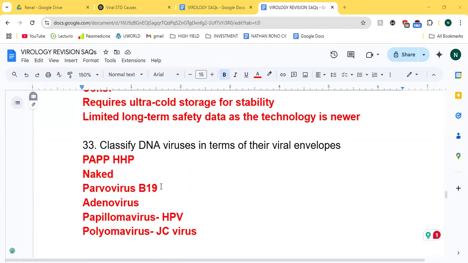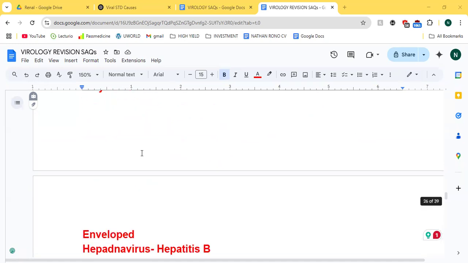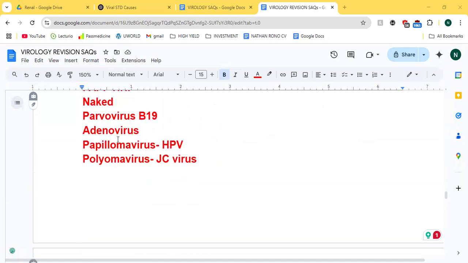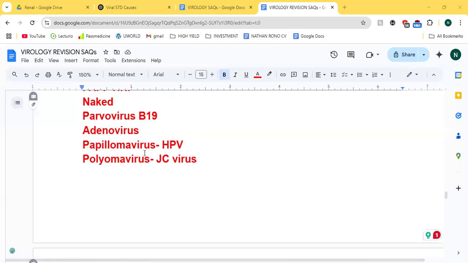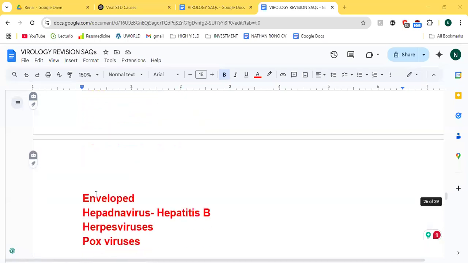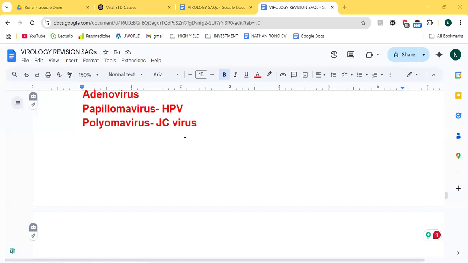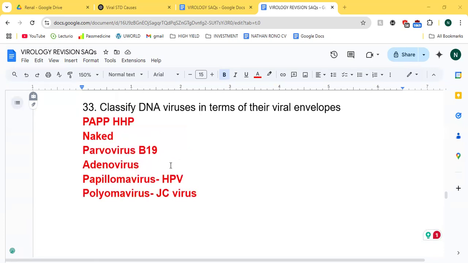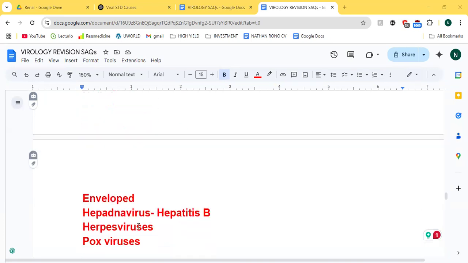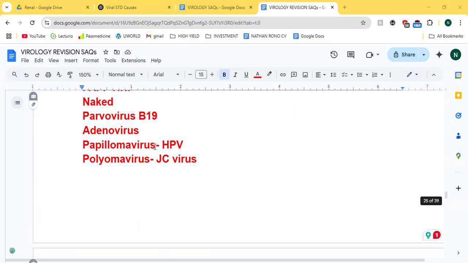Another one. The three in the middle, if you were to arrange them in one line, are papilloma, polyoma, and hepatitis B. Those three in the middle are circular. The rest are linear. So this is linear, circular, circular, circular, linear, linear. The three in the middle are circular.